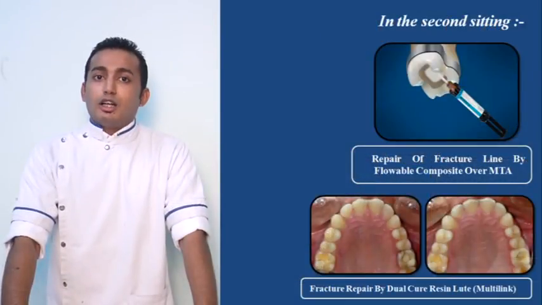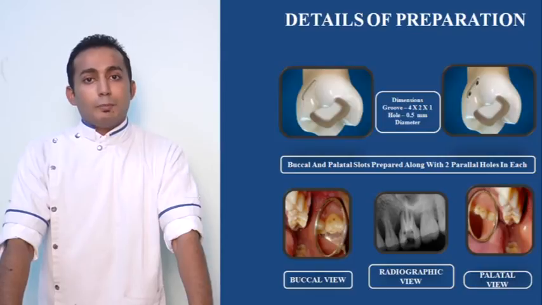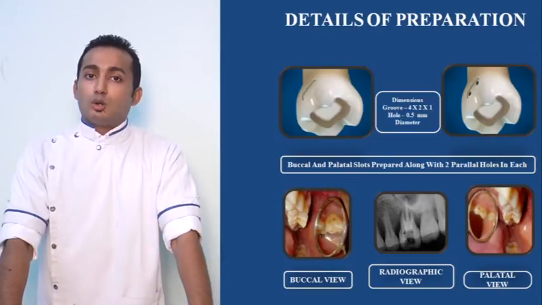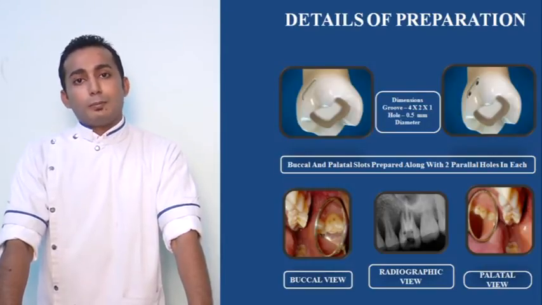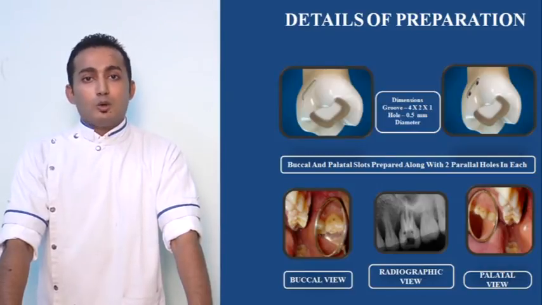In the second sitting, the orthodontic bands were removed and dual cure composite resin was used to lute the fractured segments together. Slots of 1 mm depth, 4 mm length and 2 mm width were made in the middle third of both the buccal and the palatal wall. Transverse holes were made, 2 on the buccal wall and 2 on the palatal wall. The radiograph was taken to see if these holes were parallel to each other.